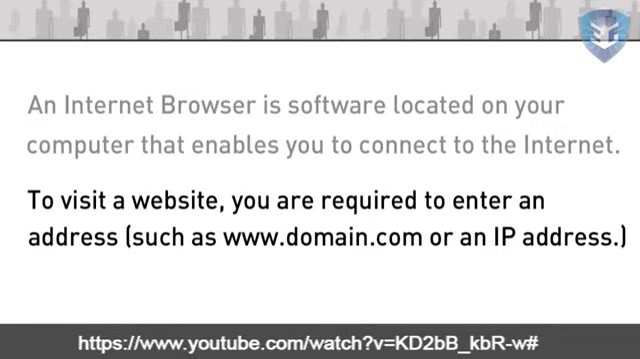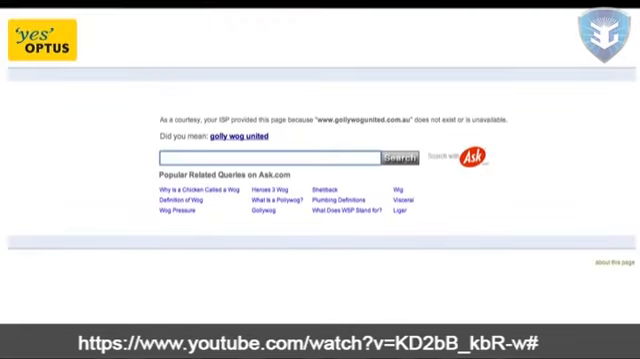www.nameofyourdomainname.com.au or .com. Alternatively, you can enter an IP address, which is a series of numbers. If you do enter an incorrect address into an internet browser, it will give you an error message such as the one that you can see in front of you as an example, where it advises you that the browser is unable to locate the website or web page that you've specified in the address bar.